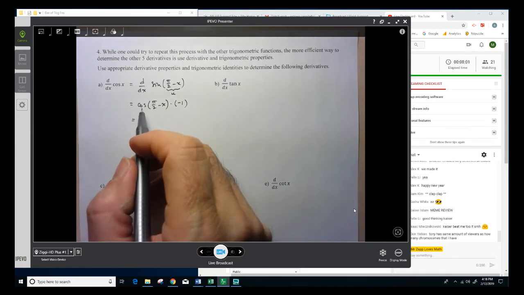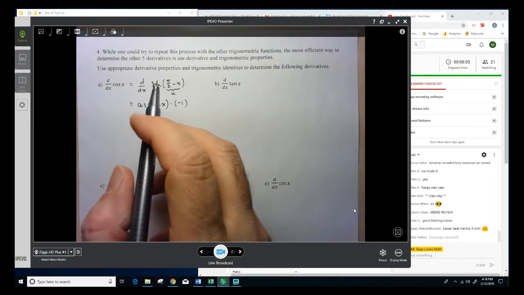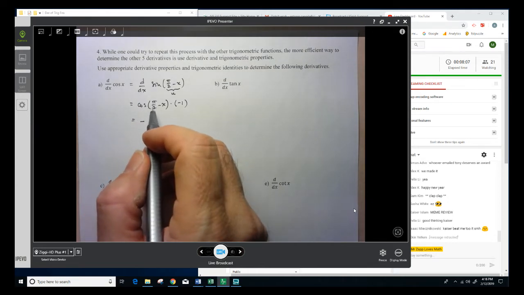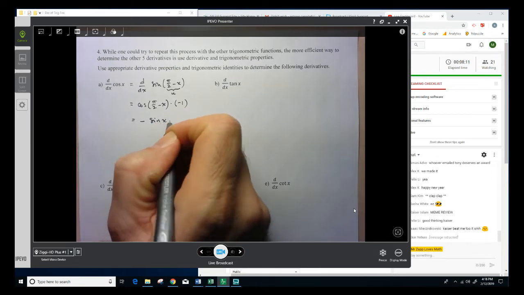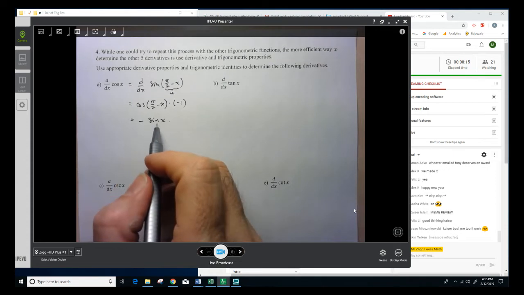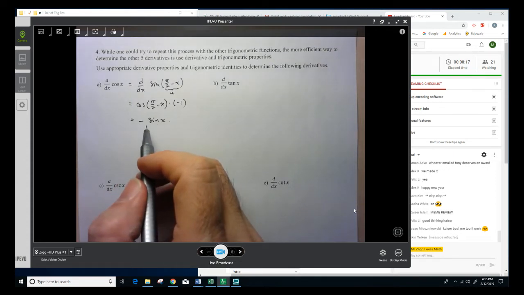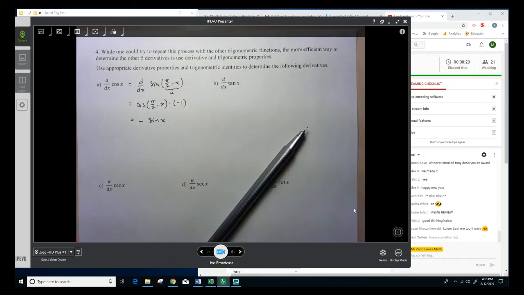And again, you go back to your identity sheet, and you realize that cos of pi over 2 minus x is just equal to sine x. And so, lo and behold, what do we have? We have that the derivative of cos x is equal to negative sine x. So maybe not quite as nice as the other way around. We do have this negative sign that hangs around, but still quite nice.